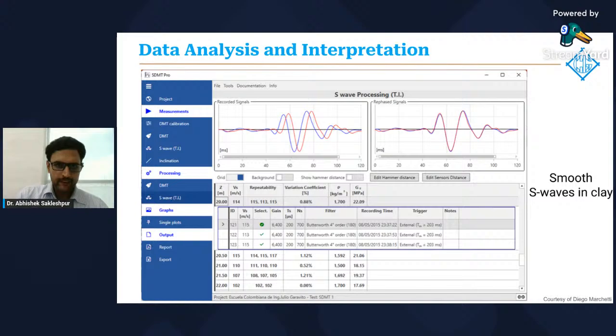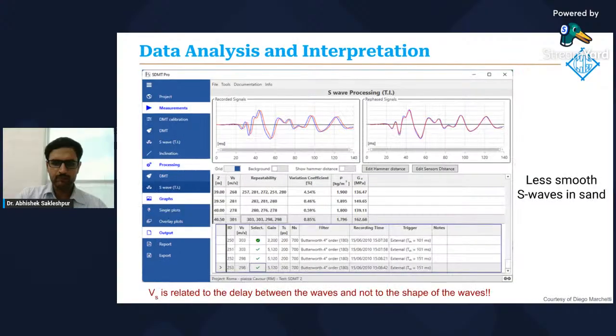And here we can see the test was performed at a depth of 20 meters, where the shear wave velocity was 114 meters per second, and the coefficient of variation was less than 1%, indicating excellent repeatability.